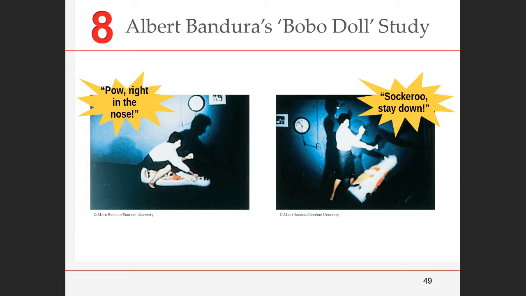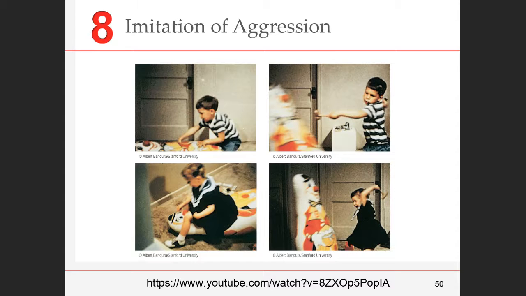These were preschool children that he used in his study. And this is a little boy and a little girl in the study who went immediately and started beating up on Bobo and even saying the things that the adult model had said. So Bandura definitely illustrated in this research that the majority of those children who watched that adult role model would imitate that aggressive behavior.